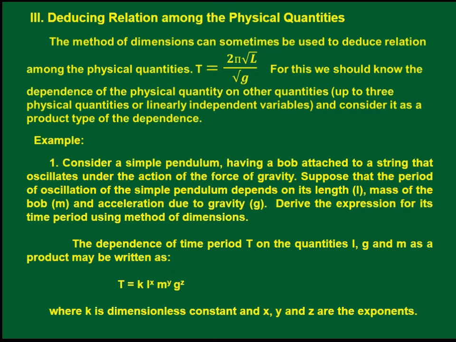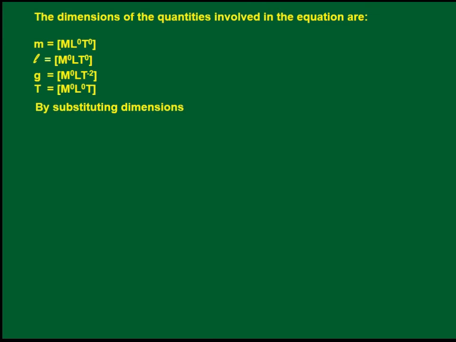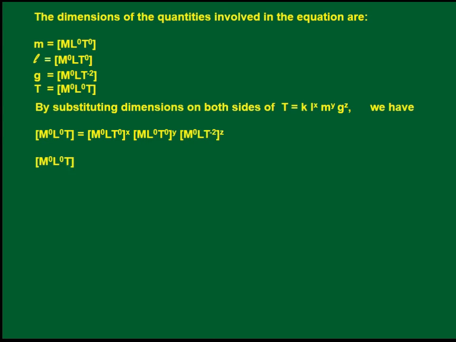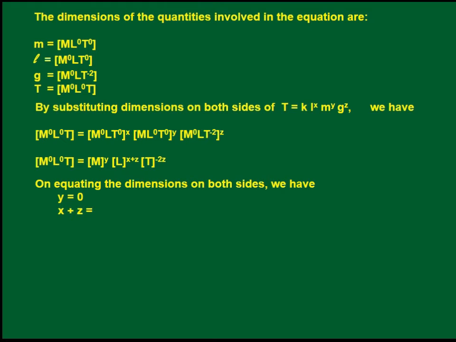So on the left hand side we have M to the power 0 L to the power 0 T, and on the right hand side we will get M to the power 0 L T to the power 0 to the power x, M L to the power 0 T to the power 0 to the power y, and M to the power 0 L T to the power minus 2 to the power z. So you'll ultimately get M to the power y L to the power x plus z T to the power minus 2z is equal to M to the power 0 L to the power 0 T to the power 1.